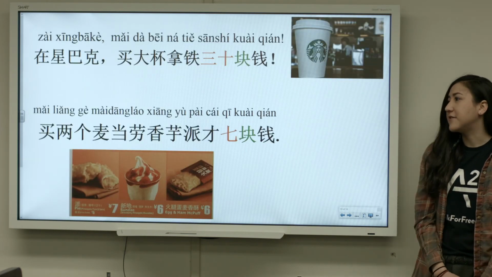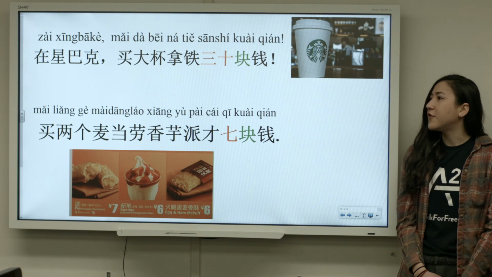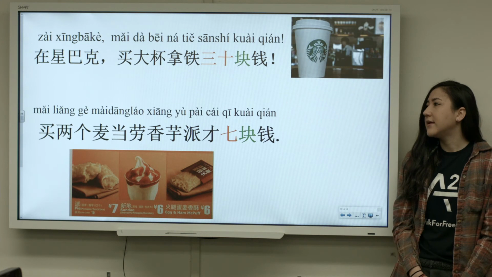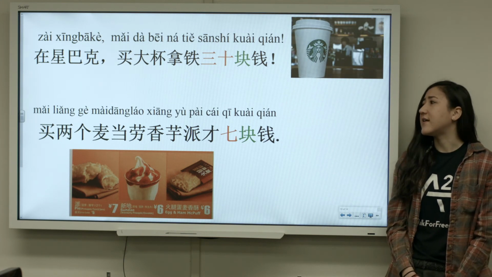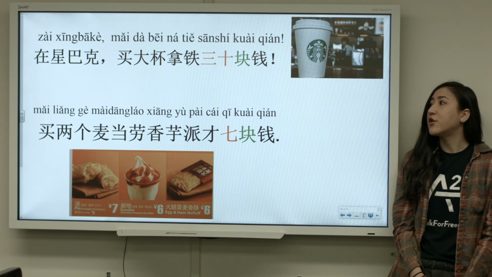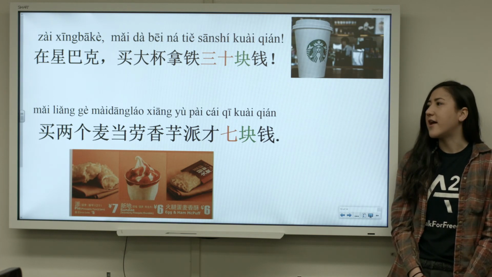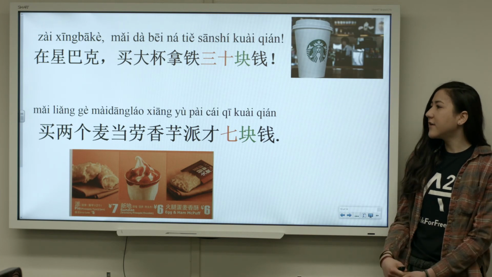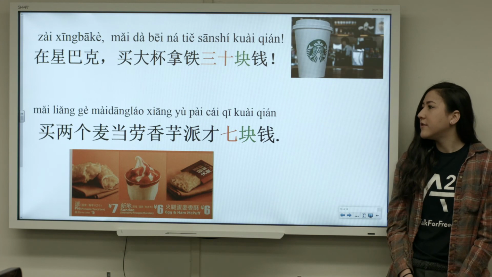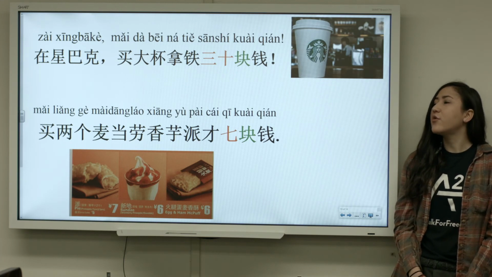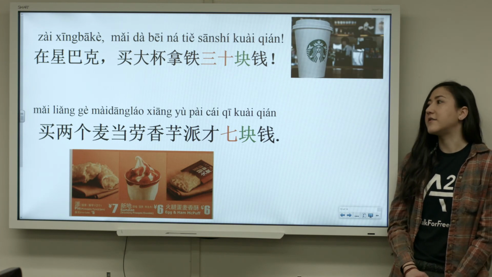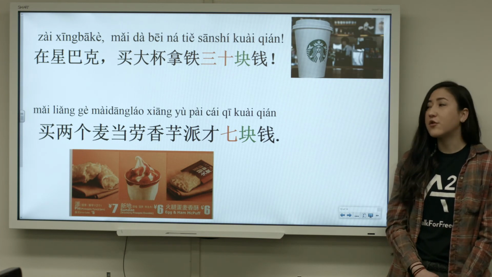So some real life examples, I guess. This first one says, 在星巴克买大杯拿铁30块钱. So at Starbucks, to buy a grande latte is 30 kuai, which is kind of a lot. In the second example, it says, 买2个麦当劳香芋派才7块钱. So to buy 2 taro root pies at McDonald's is only 7 kuai.